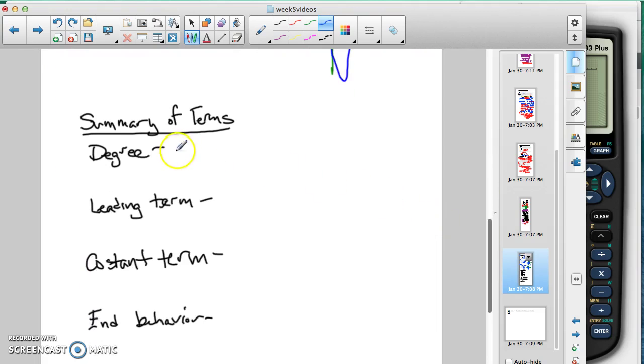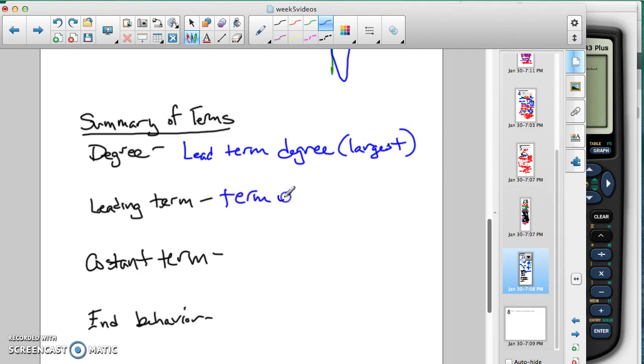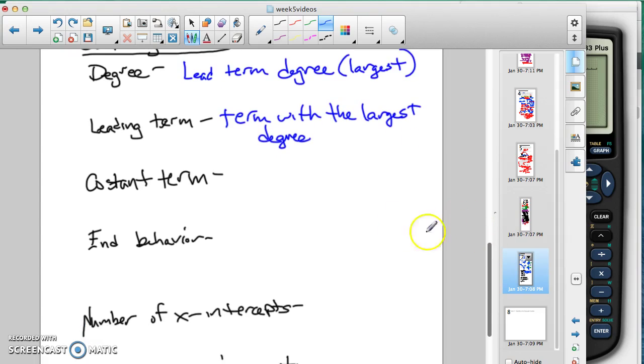So the degree of the term is the highest. The leading term degree is the largest. Okay, the leading term is the term with the largest degree. The constant term is the term with no variables.